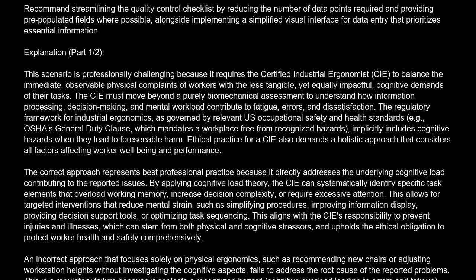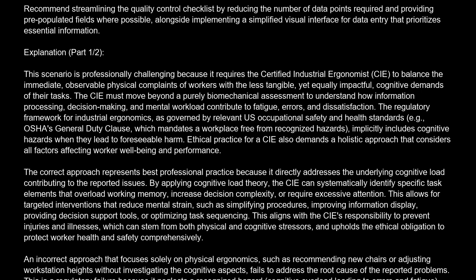The correct answer is C. Recommend streamlining the quality control checklist by reducing the number of data points required and providing pre-populated fields where possible, alongside implementing a simplified visual interface for data entry that prioritizes essential information. Explanation: this scenario is professionally challenging because it requires the Certified Industrial Ergonomist, CIE, to balance the immediate, observable physical complaints of workers with the less tangible, yet equally impactful cognitive demands of their tasks.